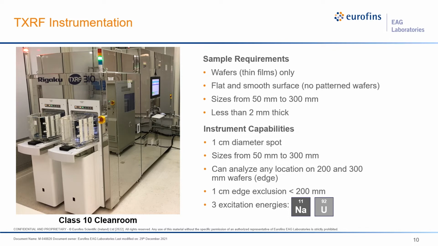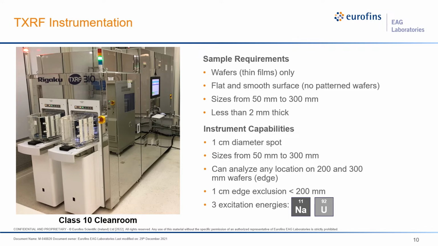And to highlight the capabilities of this instrument, it's a 1 centimeter diameter analytical spot. The wafer sizes that we can handle are anything in between 50 millimeters up to 300 millimeter wafers. And a new option we're offering with our new Rigaku tool is that we can analyze any location on a 200 millimeter and a 300 millimeter wafer. So we can analyze directly on the edge now. And I'll show an example of this later in the talk. But unfortunately for wafers smaller than 200 millimeters, we have a 1 centimeter edge exclusion. So that's how close we can center the beam relative to the edge of a sample.